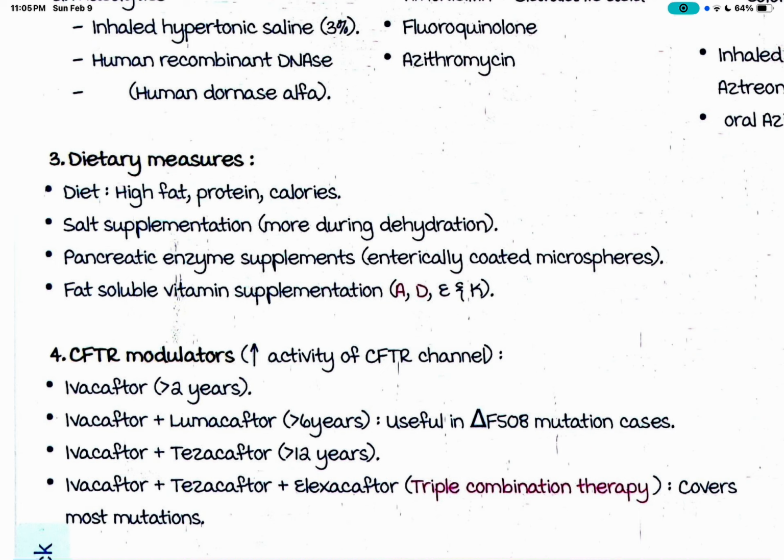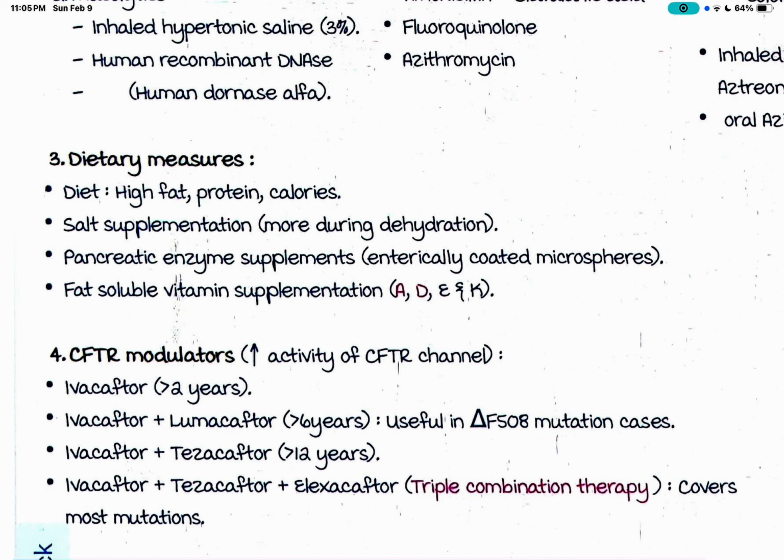CFTR modulators increase the activity of the CFTR channel. Ivacaftor for more than 2 years. Ivacaftor plus lumacaftor for more than 6 years, useful in delta F508 mutation cases. Ivacaftor plus tezacaftor for more than 12 years. Ivacaftor plus tezacaftor plus elexacaftor is a triple combination therapy that covers most mutations.